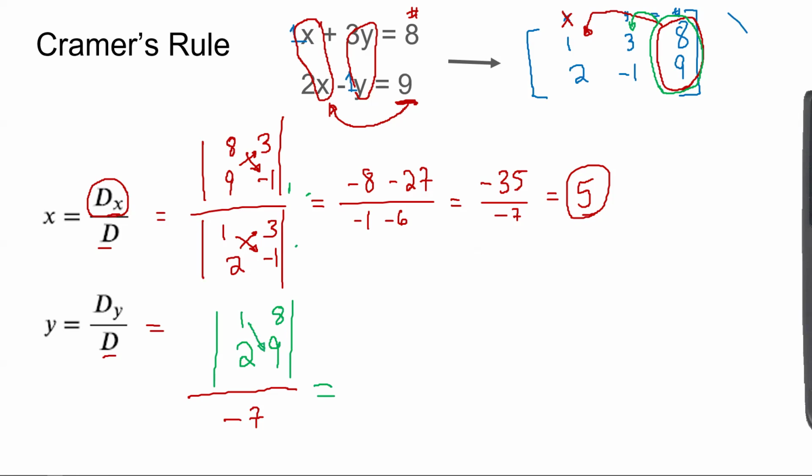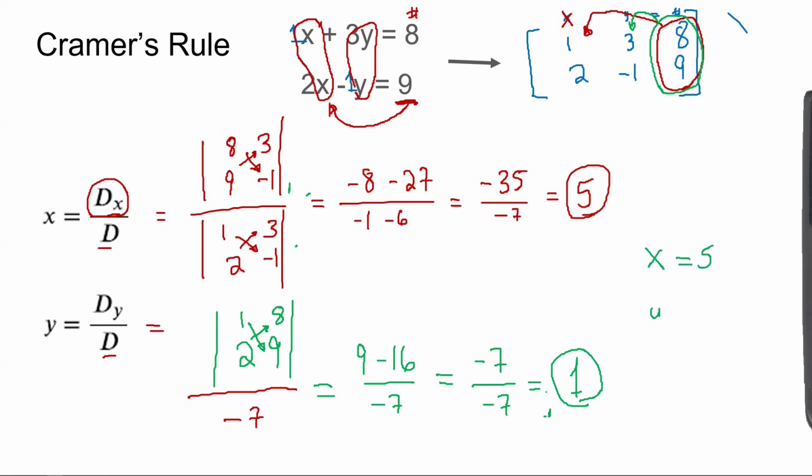I'd have 1 times 9, subtract 2 times 8, still got the -7 on the bottom. If you had 6 variables, it would always be the same number on the bottom. Okay, we only have 2 here, but 9 minus 16 is going to be -7. I got the -7 in the denominator. -7 divided by -7 would be +1. They're telling me that x equals 5 and y equals 1 is the solution to that system of equations.